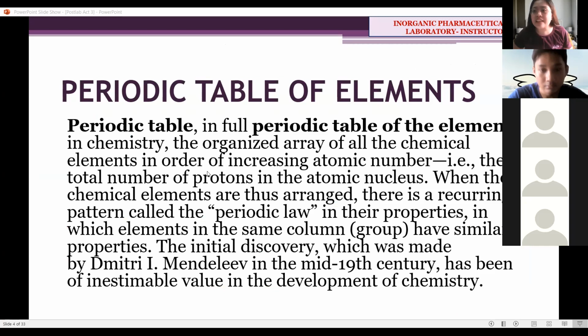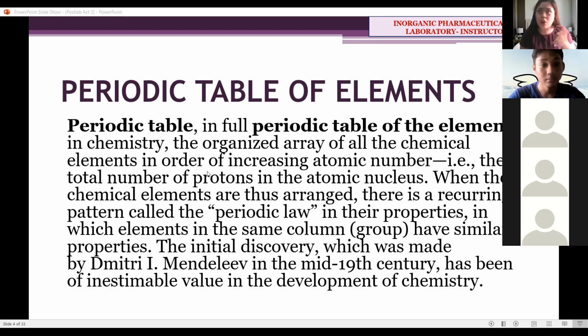But nevertheless, they are still arranged according to increasing atomic number. Do not forget, kung saan gina-represent ni atomic number, it's the number of protons. And when we arrange them according to their atomic numbers, actually, makita nato nga, the elements that are grouped together, like sa groups or sa family, they share similar characteristics in a way. And that is what we call the periodic law.